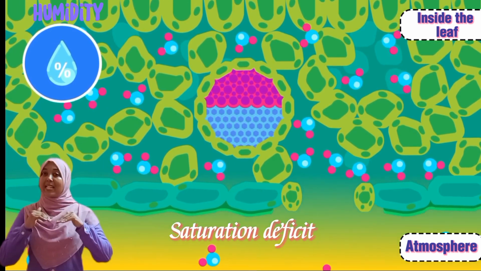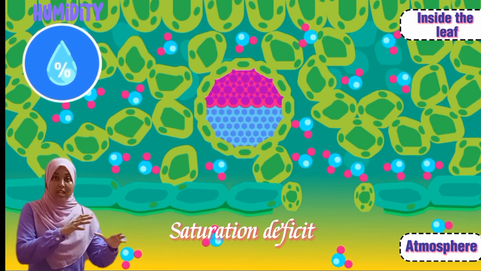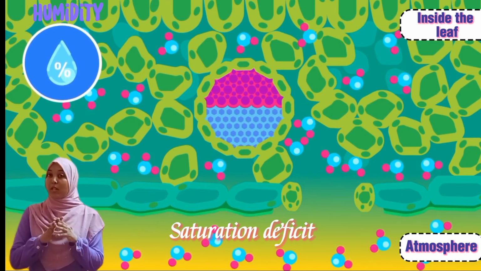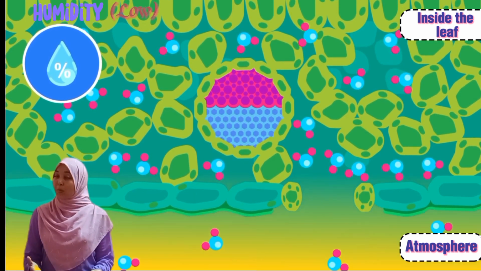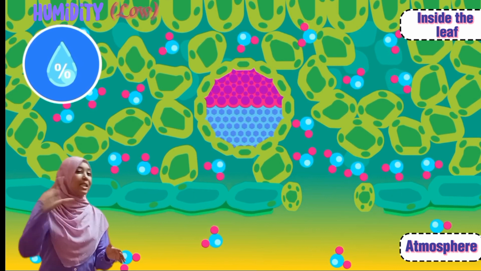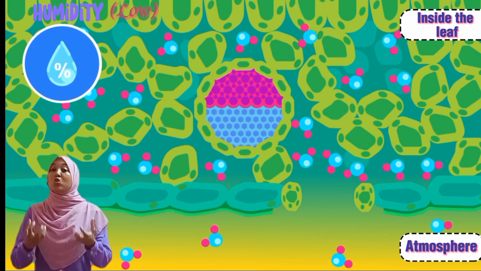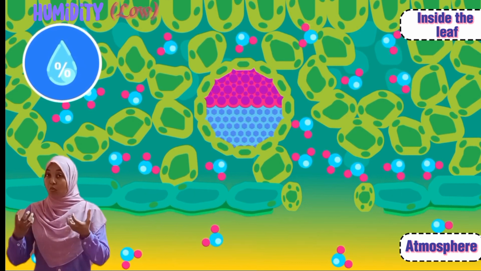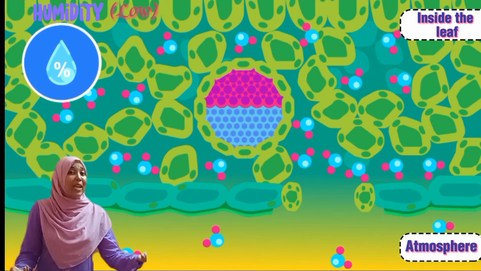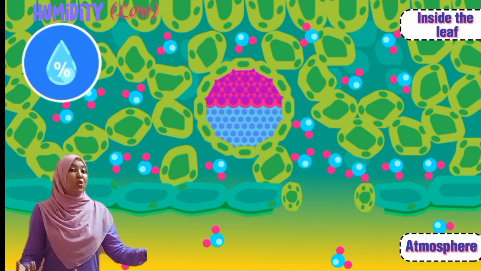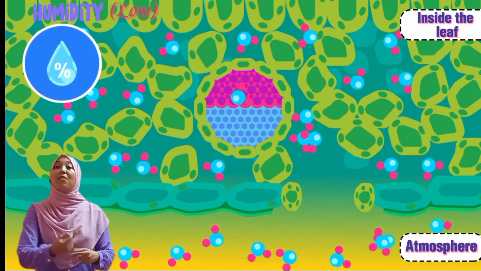So when you have a high saturation deficit, a high difference in the amount of water vapor inside and outside, you're going to have a faster rate of transpiration. So you find that when the humidity is low, so what do we mean by a low humidity? When there's very little water vapor in the surrounding, in the atmosphere, you're going to have a high saturation deficit because you're going to have a large difference in the amount of water vapor inside of the plant and outside. Because as mentioned before, we have little water vapor in the surrounding due to low humidity. So low humidity means that the rate of transpiration is going to be faster.